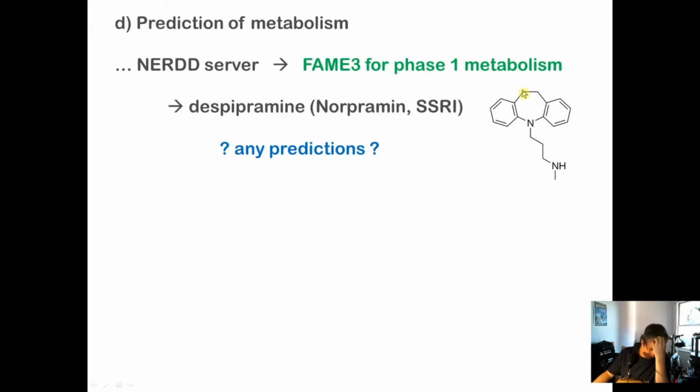What else can happen with phase 1 metabolism? Well, benzenes can be hydroxylated. And so you can maybe imagine a hydroxy group on a benzene. Those are all predictions. I don't know. We'll see what this server says. Okay, so here's the SMILES string, and we can input the SMILES string onto the server. So I'm gonna go get that SMILES string.